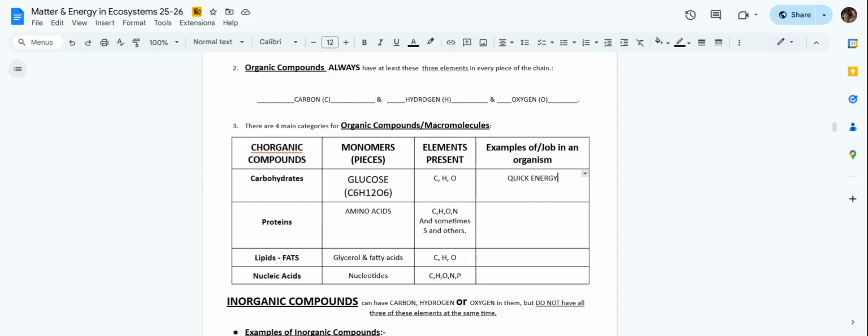We use these CHO carbohydrates to make ATP, which is our energy, in a process called cell respiration.